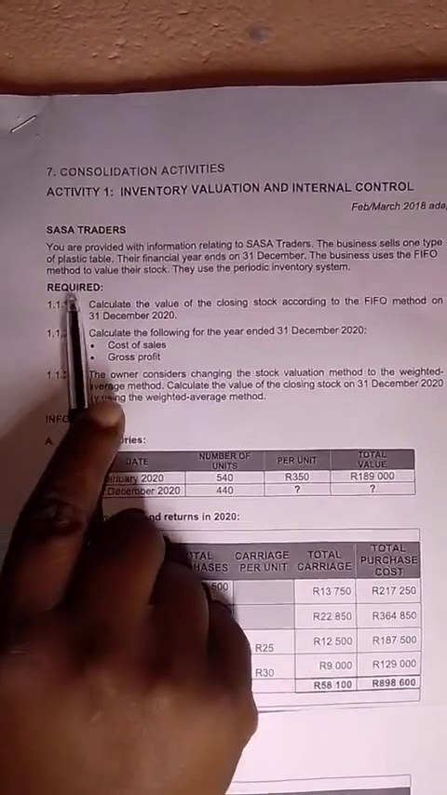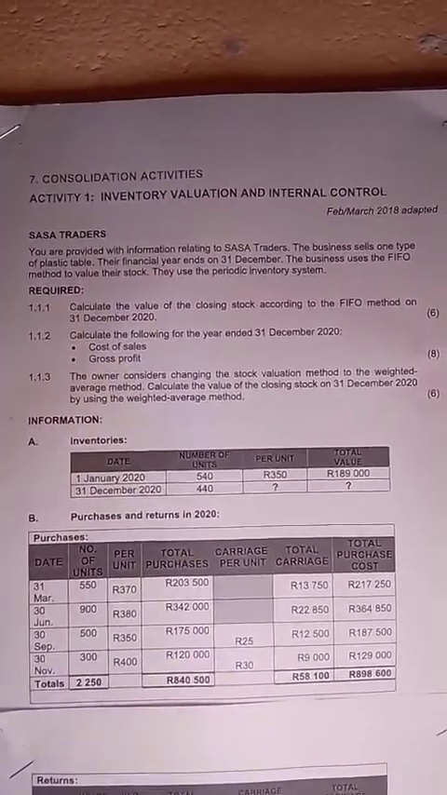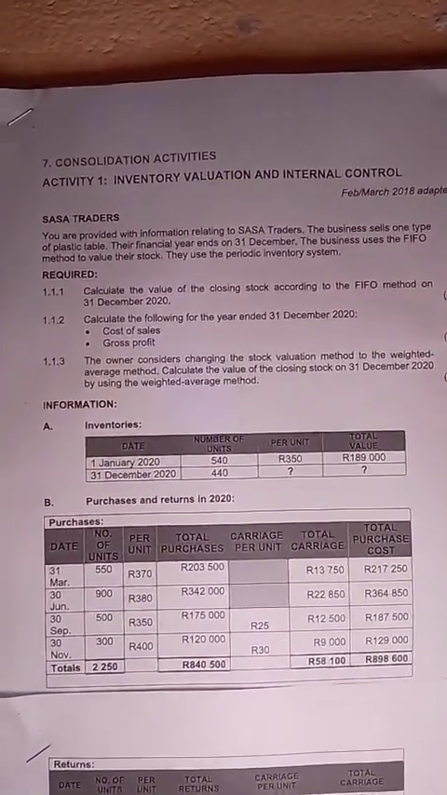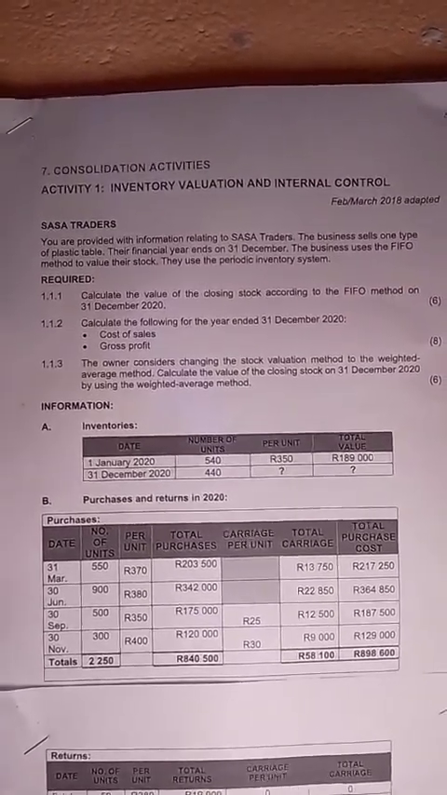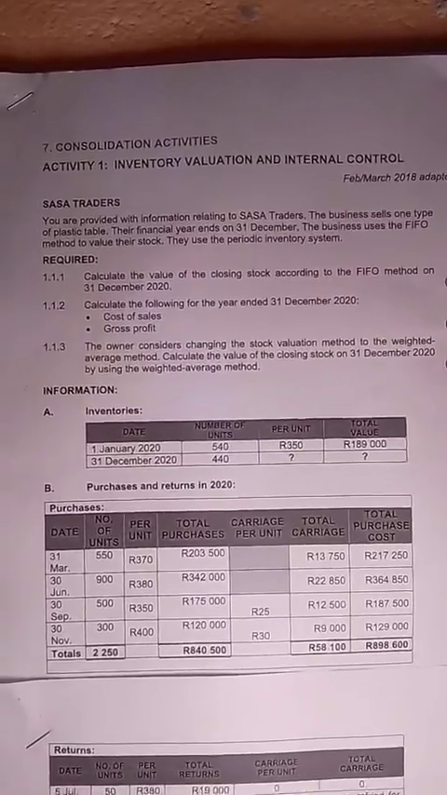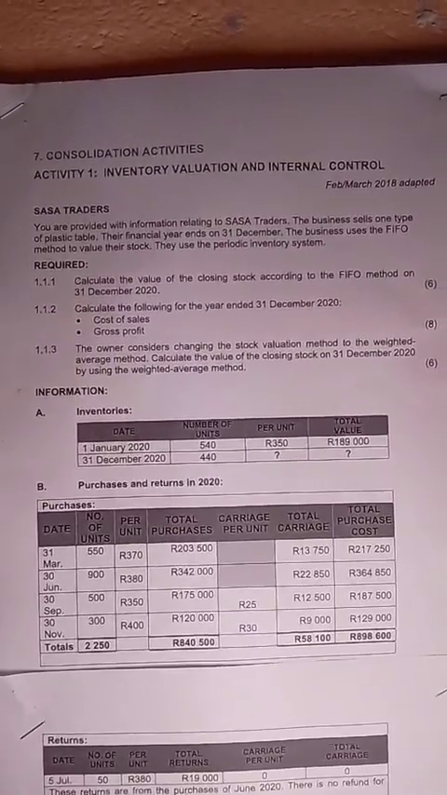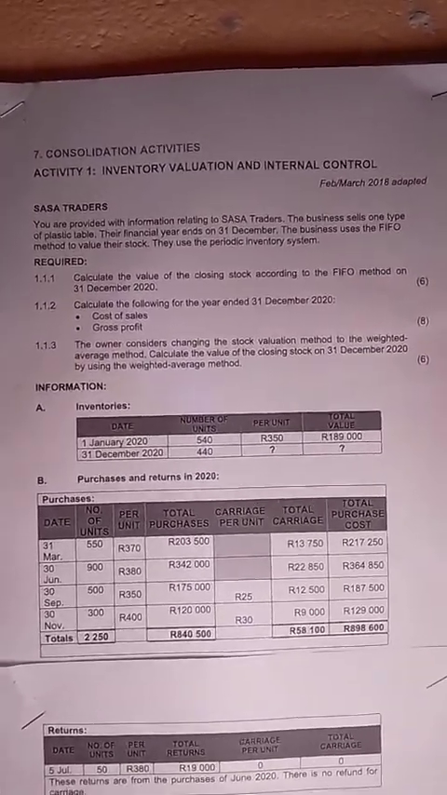Okay, SASA traders are provided with information relating to SASA traders. The business sells one type of plastic table. Their financial year ends on 31 December. The business uses the FIFO method to value stock. They use the periodic inventory system.